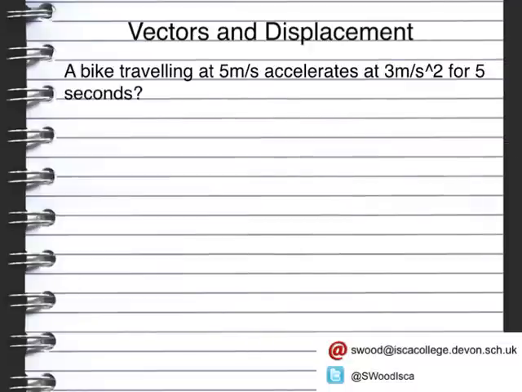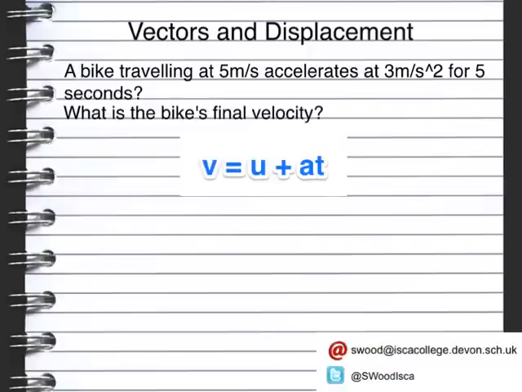Okay, so here's the problem. A bike is travelling at 5 meters per second, and accelerates at 3 meters per second squared for 5 seconds. The initial problem is, what is the bike's final velocity? Of the two equations we've looked at, the first one is where we can find the final velocity. So v, the final velocity, is equal to u plus a times t.